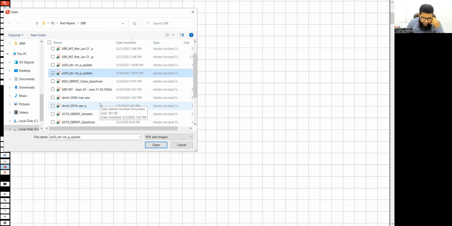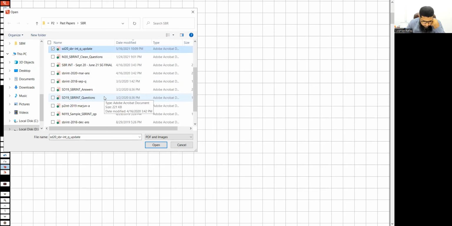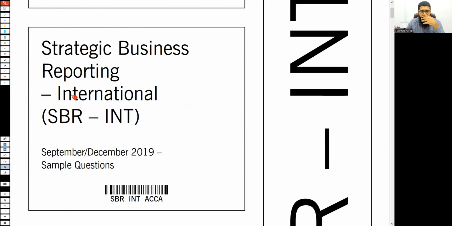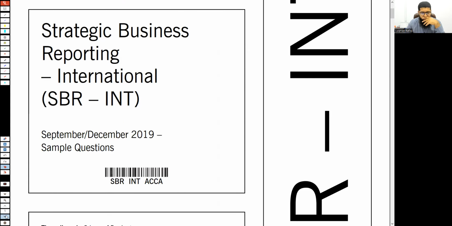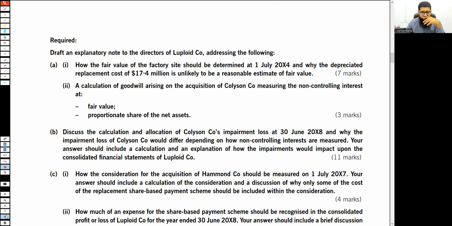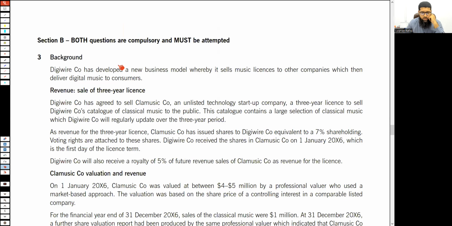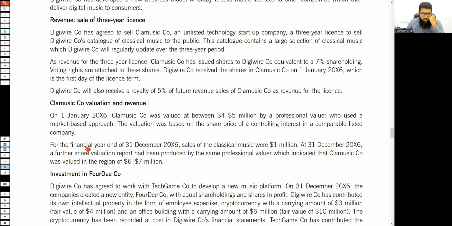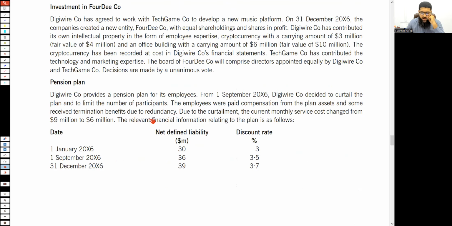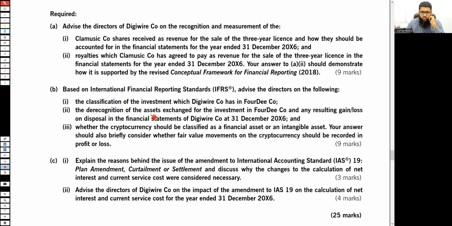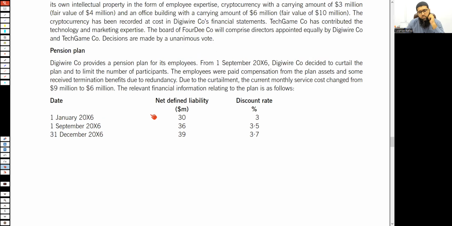March, June 2019. No, the September, December 2019 hybrid paper. This is the one, right? Yes, that one. Which question? Question number 3. Yeah, DigiWire, right? Okay, so what is it? Yes, DigiWire. Okay, which one? This one, right? Yes, the section C. Okay, it says DigiWire.